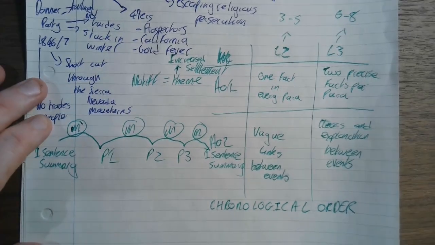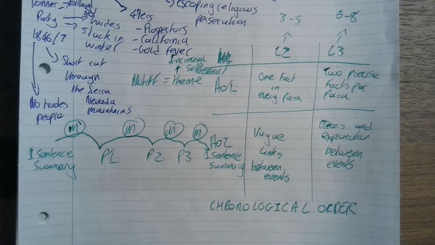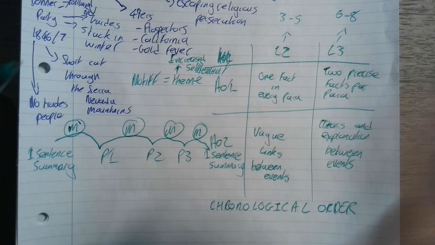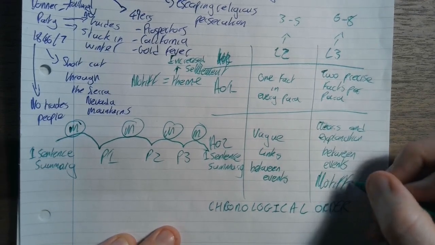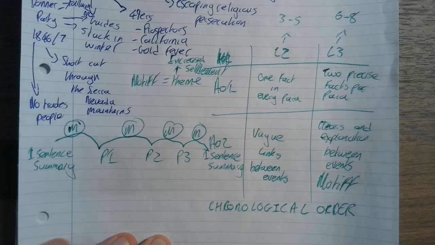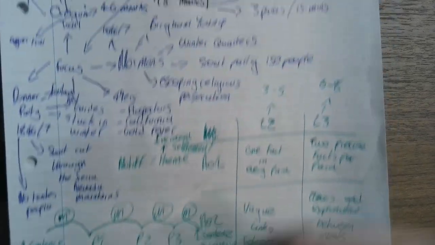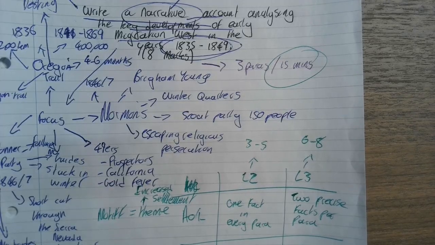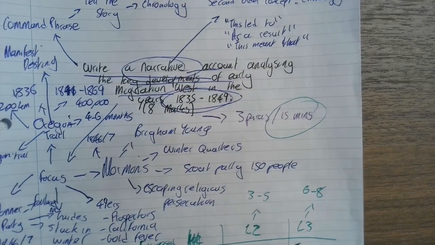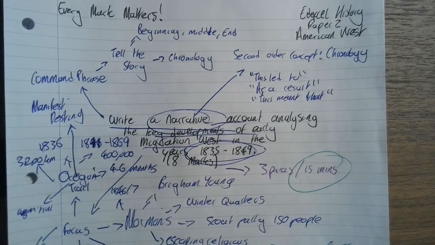This led to increased settlement because. This contributed to increased settlement because. As a result, settlement increased because. It's a tough question, it really is, and that is really, really tough, but it's the guaranteed way to get 8 out of 8 on this question. Righto. Press pause, give yourself 15 minutes, set a timer on your phone, and put all other electronic devices away and have a go at writing a narrative account analysing the key developments of early migration west in the years 1835 to 1849. 15 minutes. I'll see you shortly. Thank you.